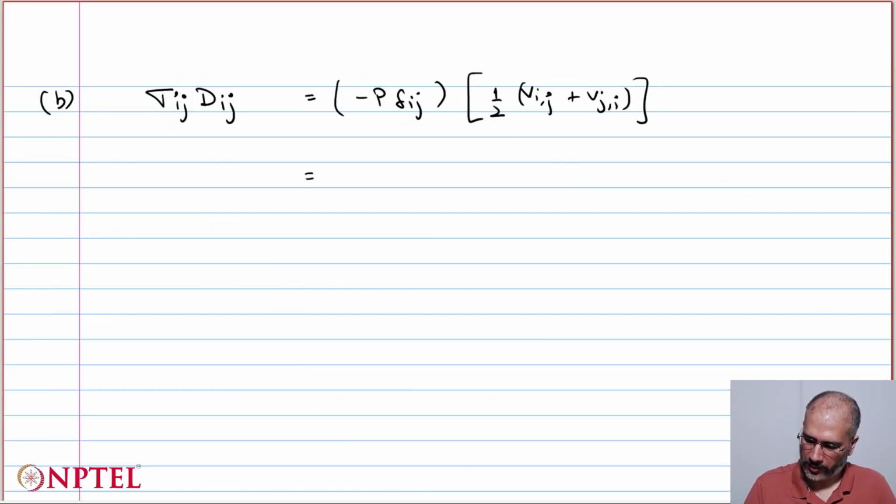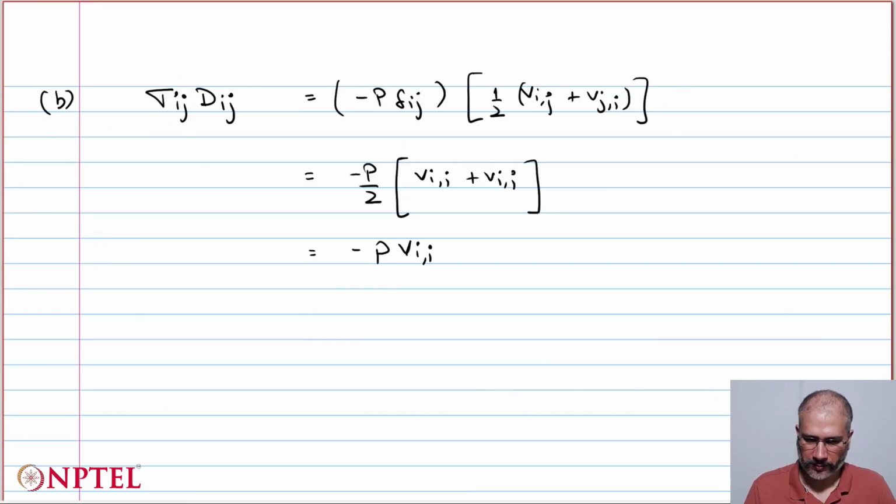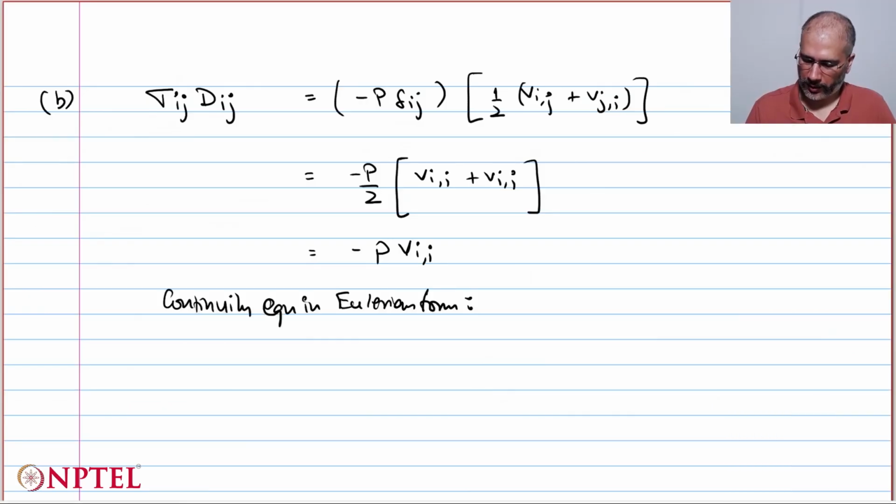So if we expand this, this becomes minus p by 2 times v_i,i plus v_i,i, which basically becomes minus p times v_i,i. Now the continuity equation in the Eulerian form is written as rho dot plus v_i,i times rho equal to 0. So this implies that I can write v_i,i as minus rho dot upon rho.